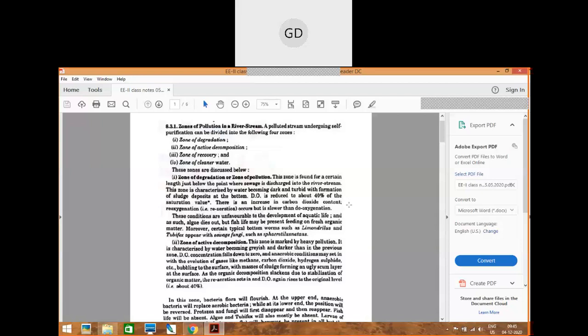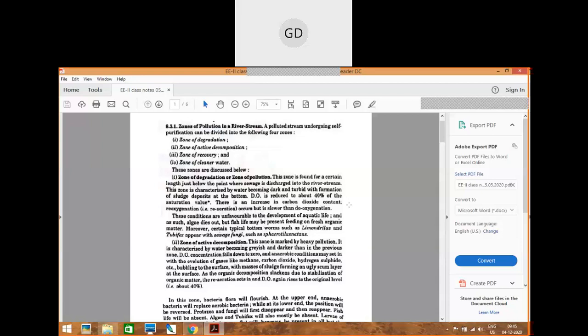Okay, so these four points, they might come as definitions in the exam also. So let us first discuss what are these. So what is zone of degradation? Zone of degradation is also known as your zone of pollution. So what is this? This zone is found for a certain length just below the point where sewage is discharged into the river stream. Clear? So this is the zone which is a length below, just from the point where you have discharged the sewage into the river stream.